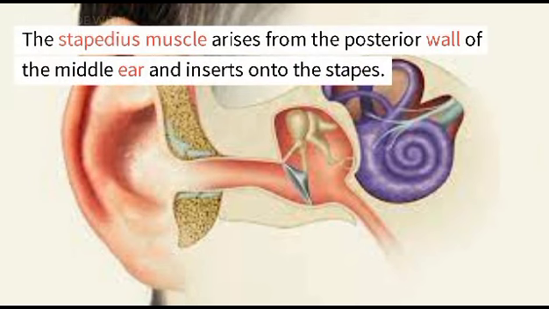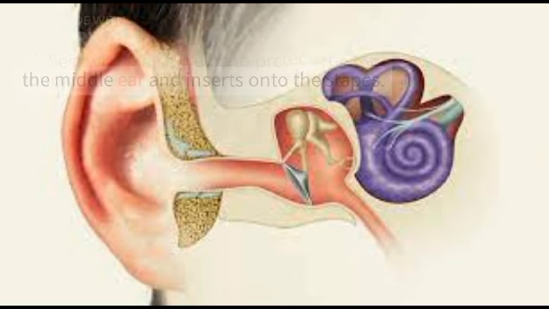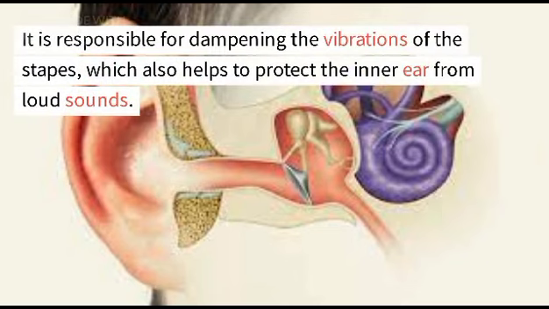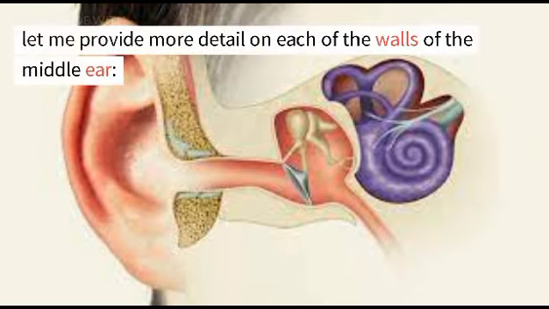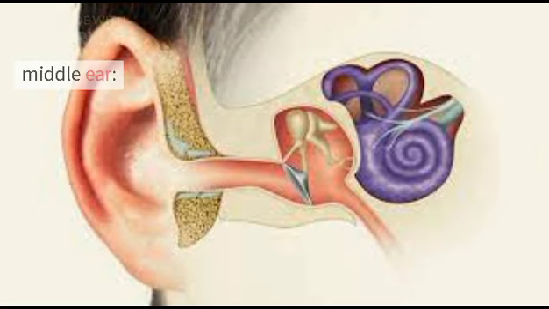The stapes muscle arises from the posterior wall of the middle ear and inserts onto the stapes. It is responsible for dampening the vibrations of the stapes, which also helps to protect the inner ear from loud sounds. Let me provide more detail on each of the walls of the middle ear.